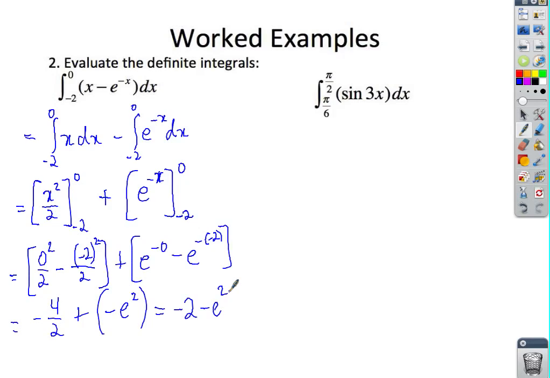Well, I guess I should have mentioned earlier too that your definite integral is always a number. It was mentioned earlier in the notes, I didn't highlight it though. But your definite integral is always a number. You're getting a number answer.